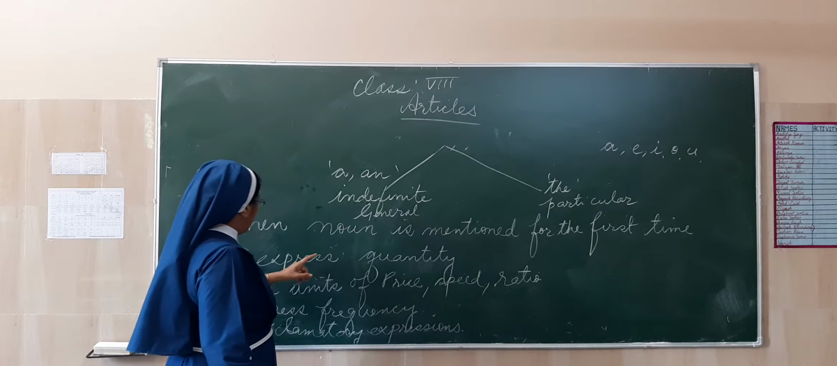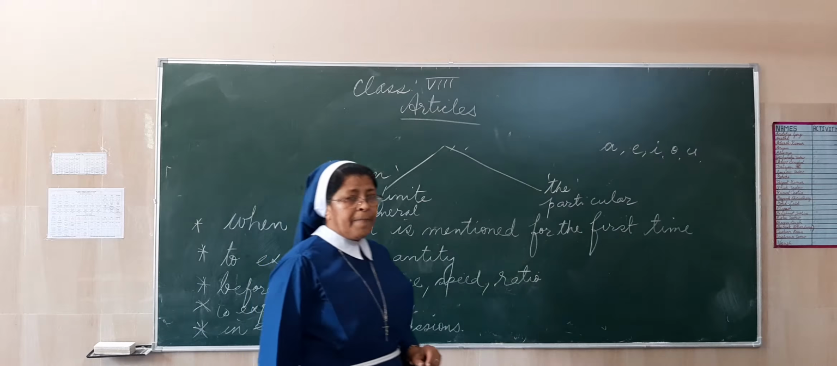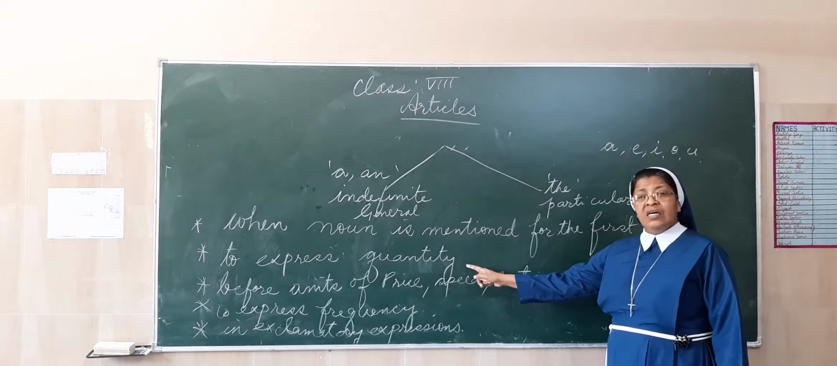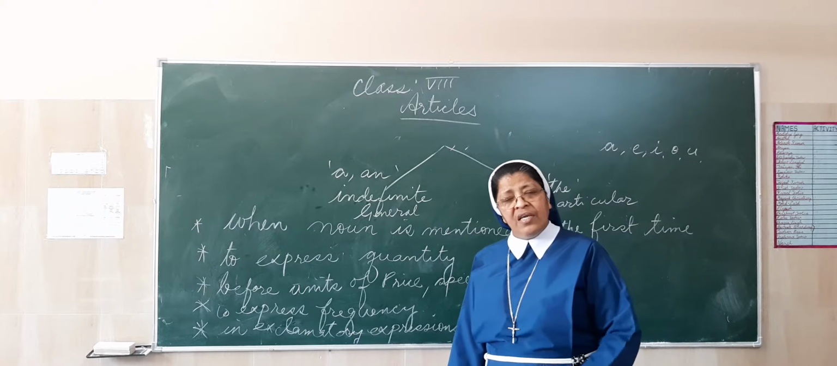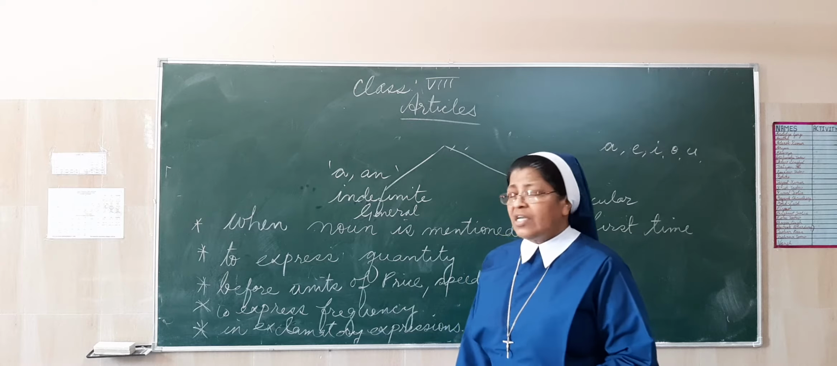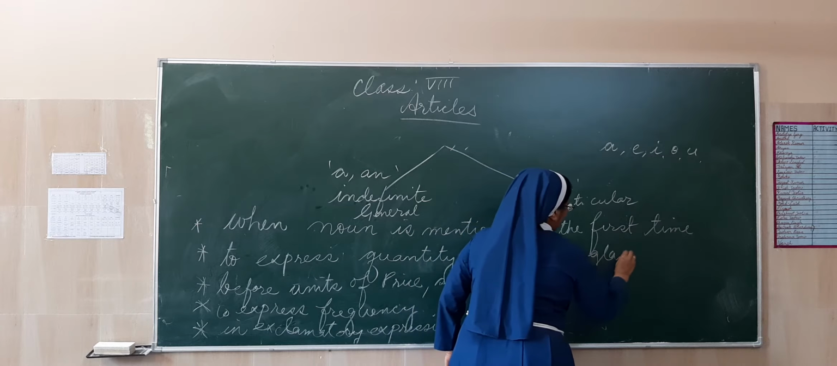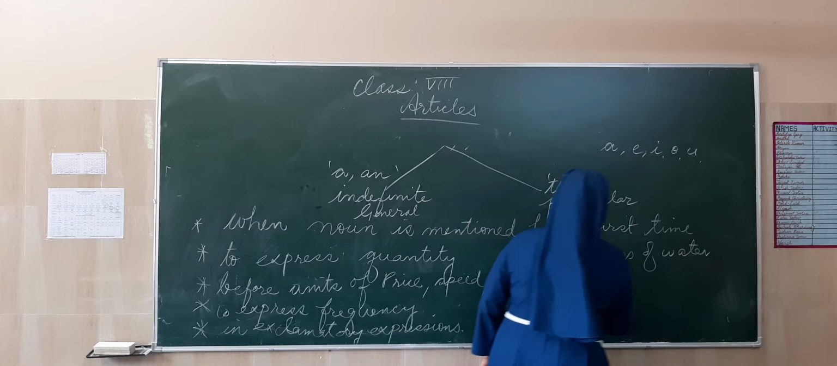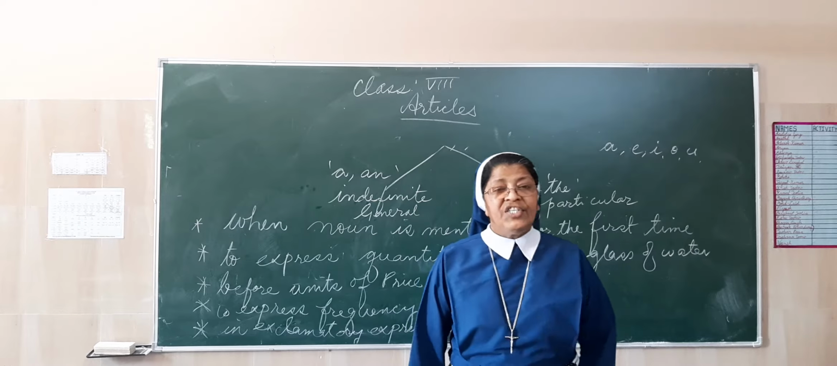Similarly, we use a and an to express quantity. For example, please give me a cup of tea. Please give me a glass of water. So when I use a glass of water, I am using here an article to show the quantity.